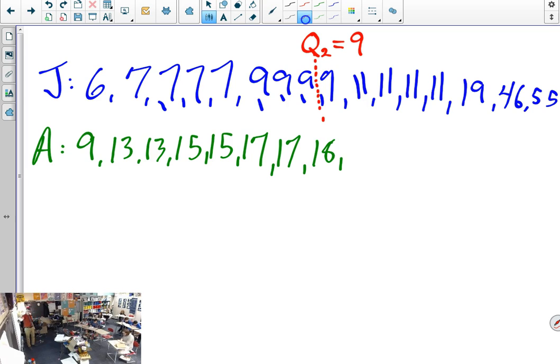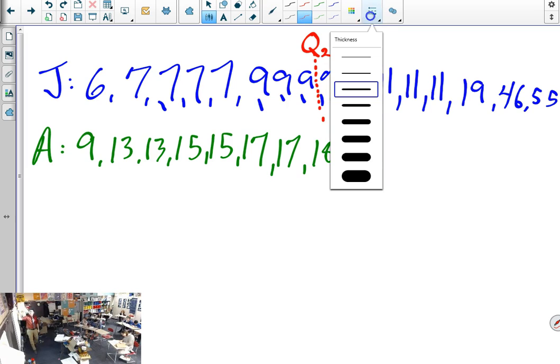Well, we had two 9s here for the median, right? Because I have an even amount of data, there's no middle. However, in between 9 and 9 is 9. So quartile 2 is 9. Quartile 1, I still have an even amount: 1, 2, 3, 4, 5, 6, 7, 8. So I need to go 1, 2, 3, 4 on each side.